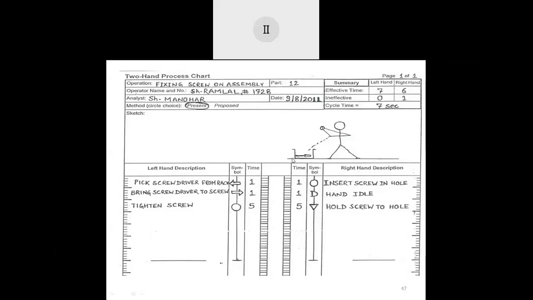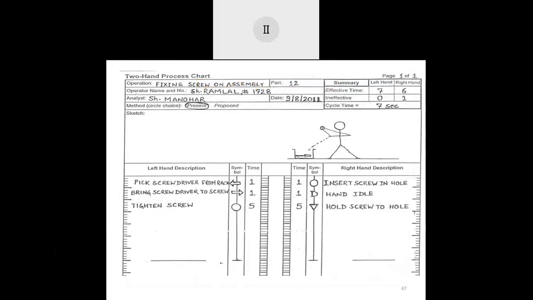Total cycle time is 7 seconds. So these activities are done by our left hand and right hand for 7 seconds. So the duration of this operation is 7 seconds. Okay. So, understood how this two-handed process chart will work. Any question in that?